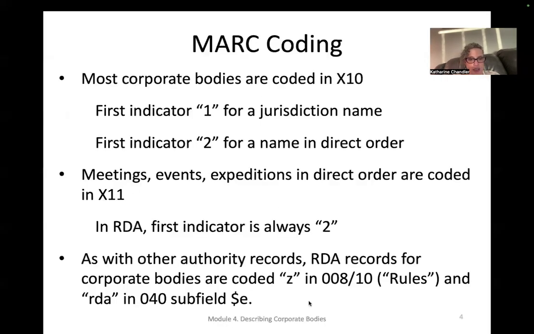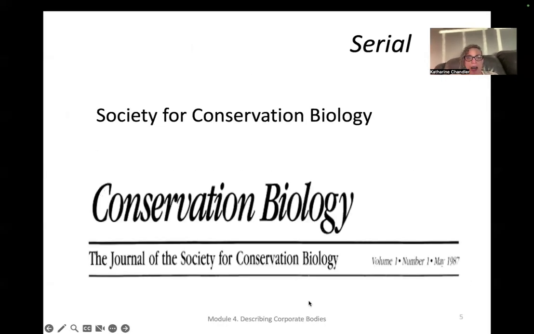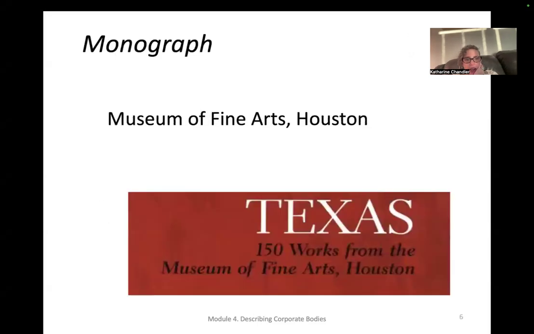All right. Oh, here we go. Okay. So this is an example of a serial, Society for Conservation Biology. This is what that masthead would look like in that serial. You've got this masthead here, and it's called the Society for Conservation Biology. And then here's an example of a monograph, Museum of Fine Arts, Houston. 150 Works from the Museum of Fine Arts, Houston.